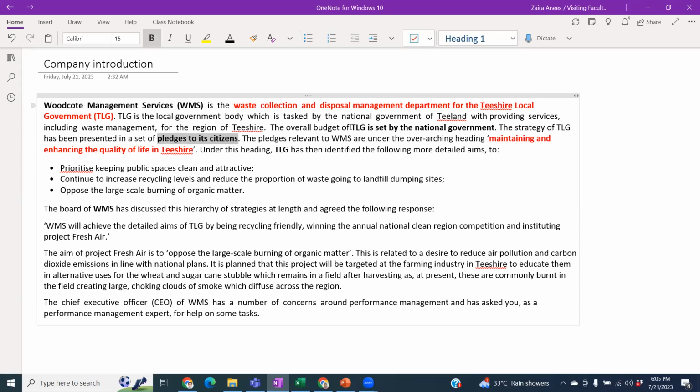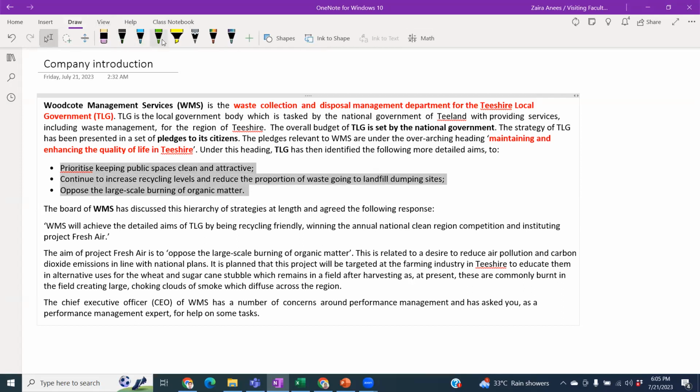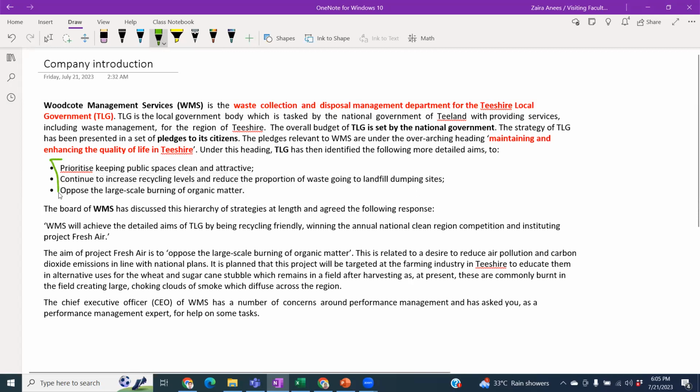The strategy of TLG has been presented in a set of pledges to its citizens, right? The pledges relevant to WMS are under the overarching heading of maintaining and enhancing the quality of life in T-shire. Under that heading, TLG has then identified the following detailed aims. Now there are three detailed aims, and try to remember that these three aims are connected with TLG. The original company which we were talking about was WMS.